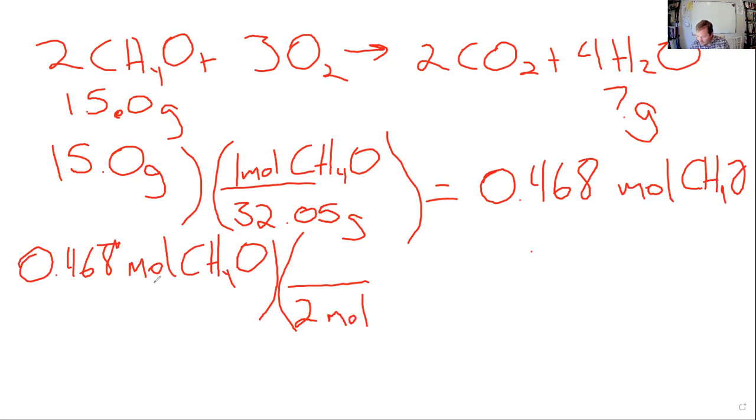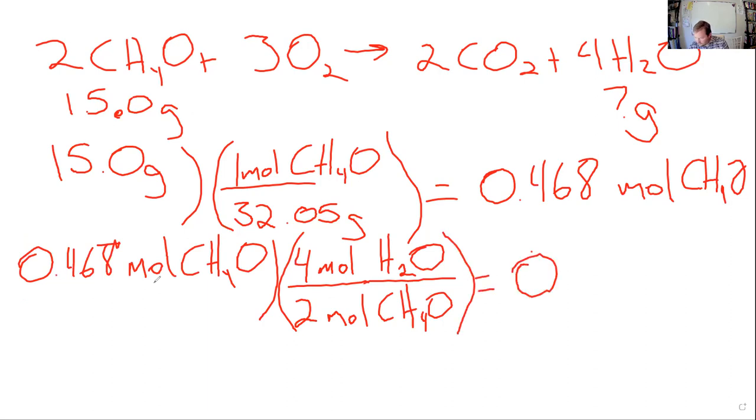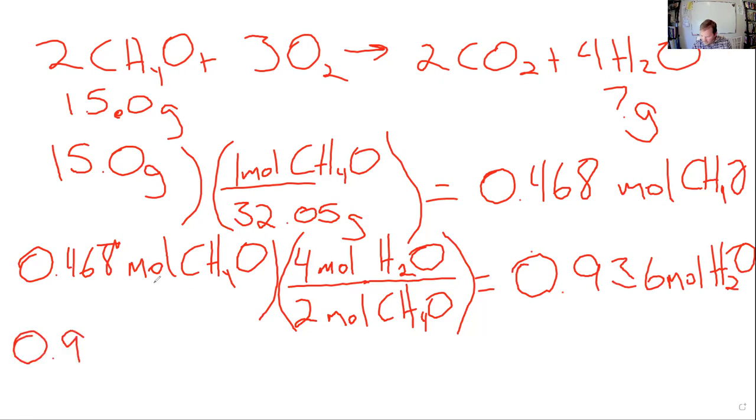Now we just use our stoichiometry step, our balancing step. For every 2 moles of methanol, we make 4 moles of water. That should give me 0.936. I doubled that correctly. 936, yep. So then last but not least, because this question asks for grams of water, we just use the molecular weight of water to take our expected moles of water and turn it into grams. So 0.936 moles of H2O.